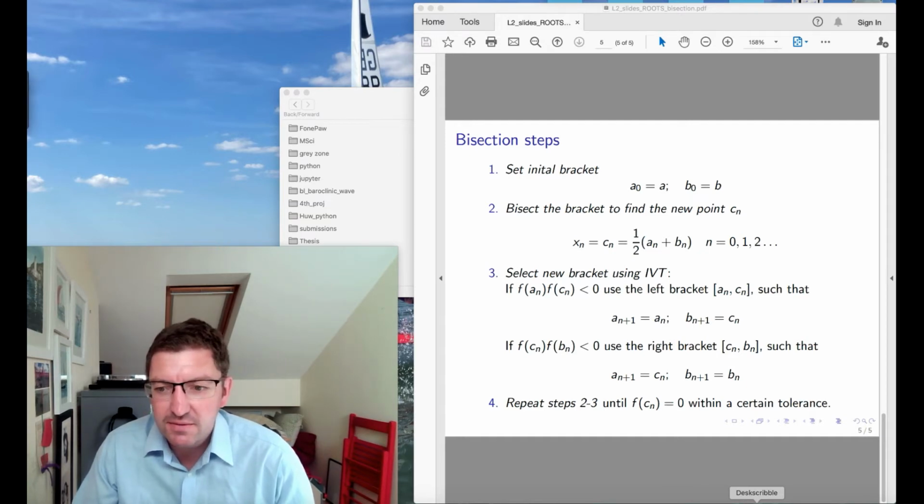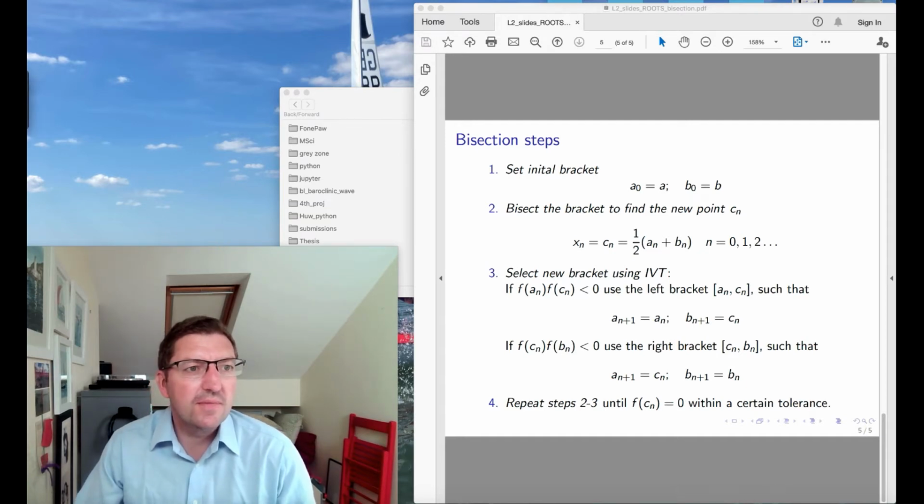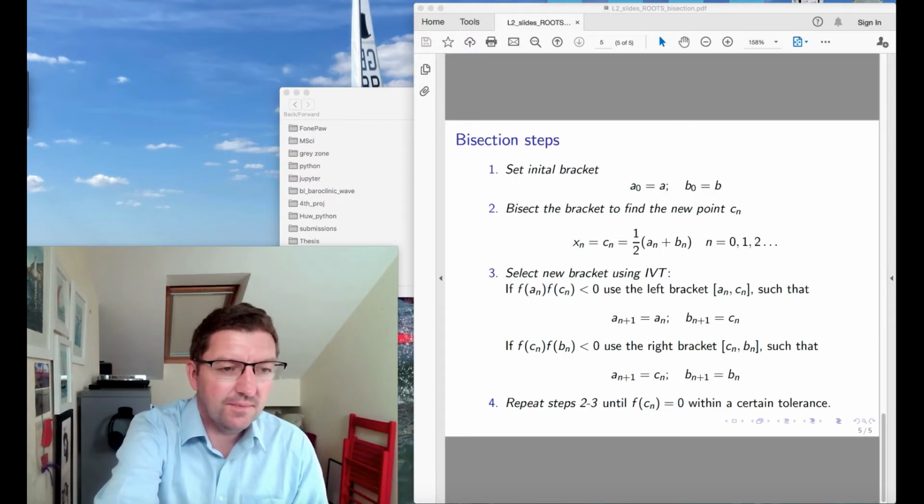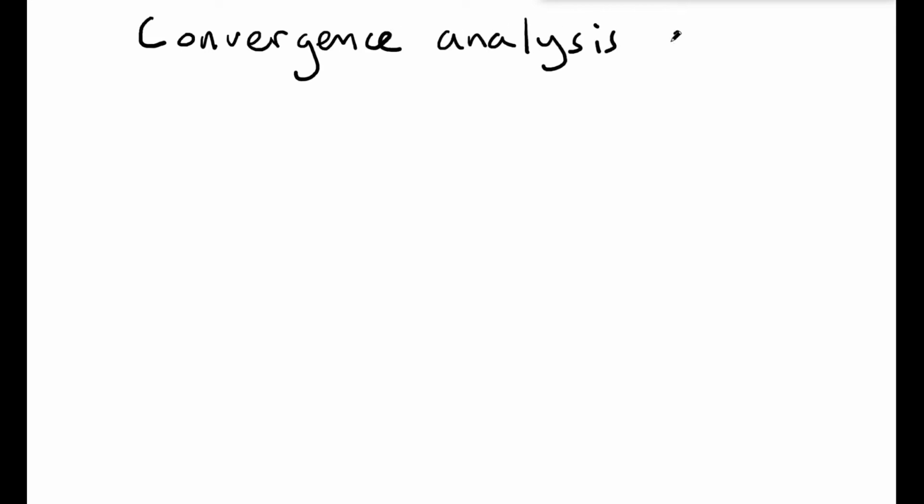So here we go. So we're up on the board now. And what we're looking at is a convergence analysis of the bisection method.